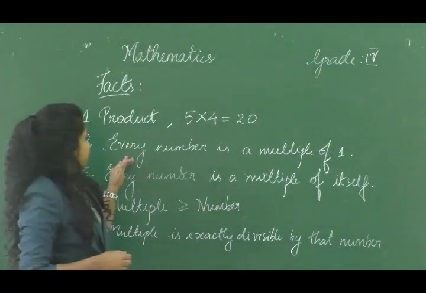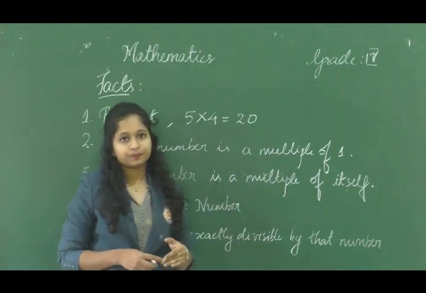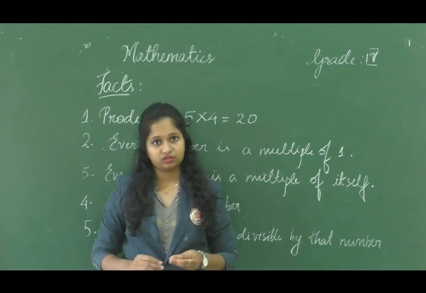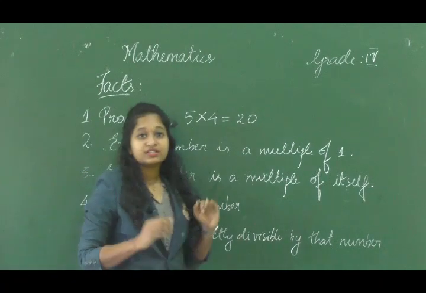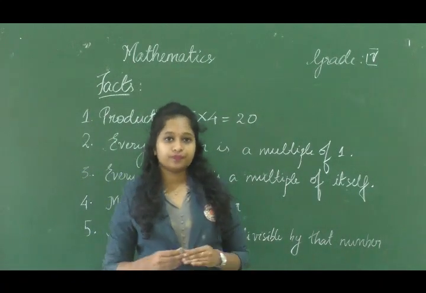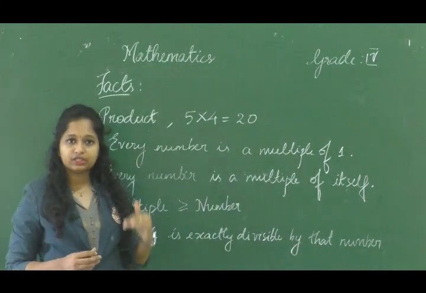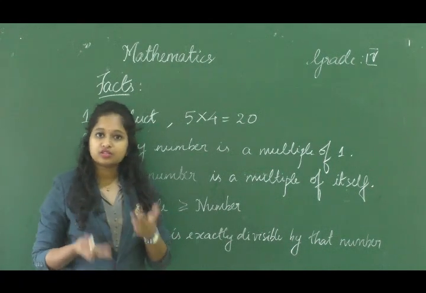The second fact is every number is a multiple of 1. The third fact is every number is a multiple of itself. For example, 256 into 1 is 256.